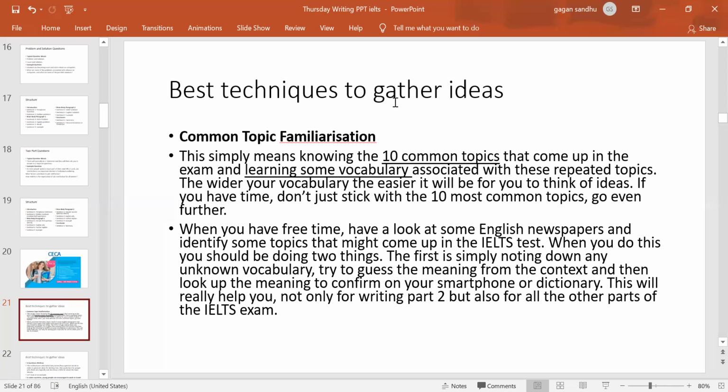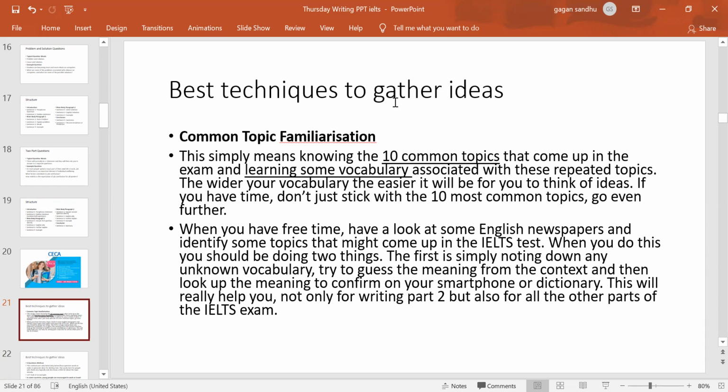To not get into such a situation, first of all, you should know that there are 10 common topics of the IELTS essay, right? Naming them, I will say education being first, the second is technology, third is sports, and then the next one is arts, then crimes, then society, then children, and then the environment. So you will have 10 common topics that come up in the exam.